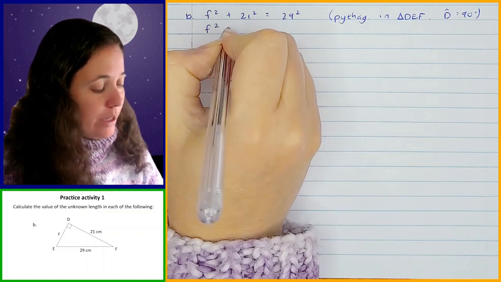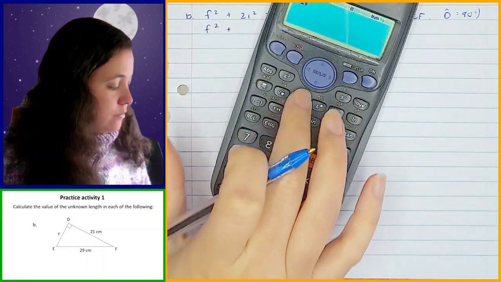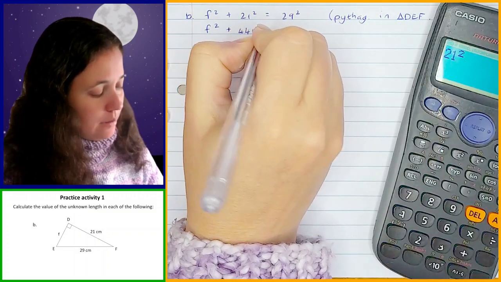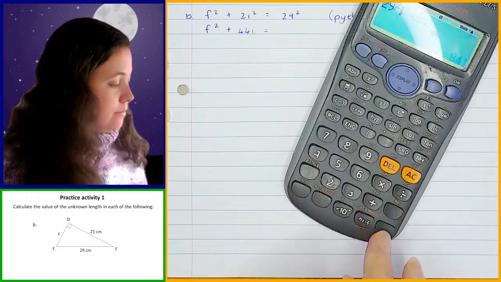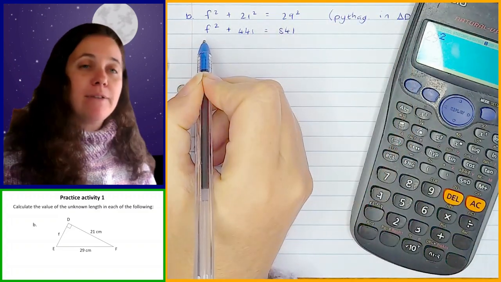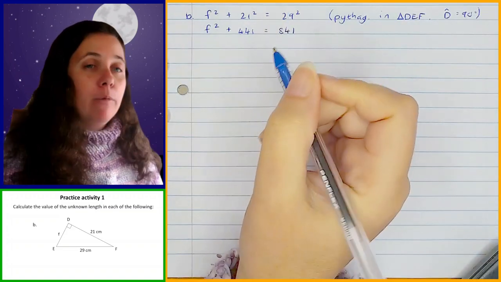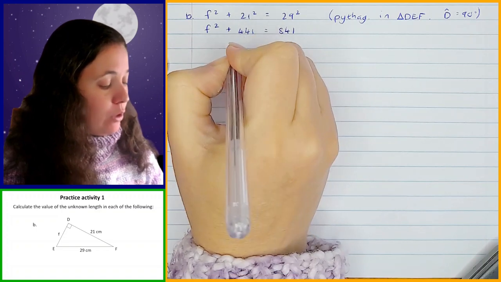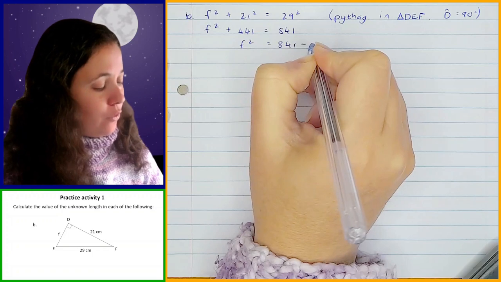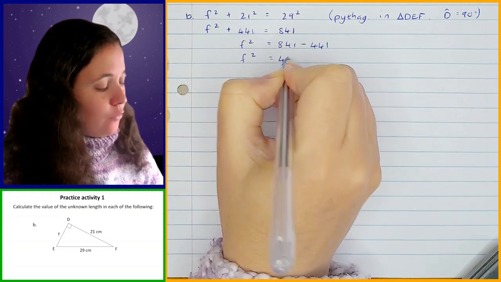So I've got F squared plus 21 squared is 441, and 29 squared is 841. So that gives me F squared plus 441 equal to 841. Now I'm going to go and get rid of the 441 on the side. So I've got F squared equals 841 minus the 441, which means that F squared is equal to 400.